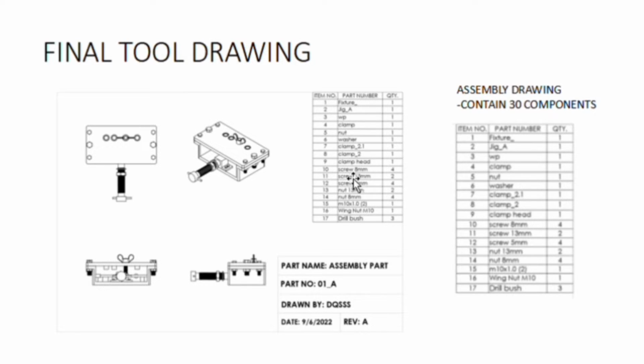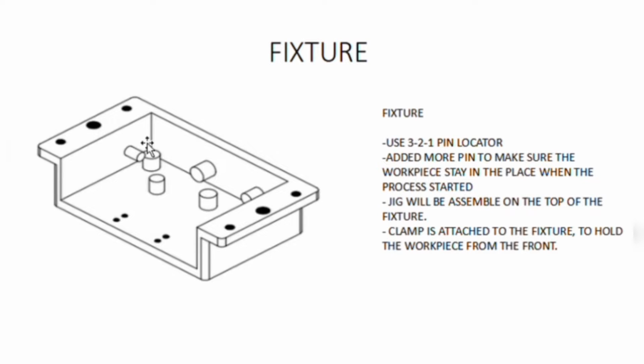As you can see from the slide, this is our assembly part that contains 30 components. The first one is the fixture. We use the 3-2-1 pin locator principle, but we added more pins to make sure the workpiece stays in place when the drilling process starts. The jig will be assembled on top of the fixture, and the clamp will attach to the fixture to hold the workpiece from the front.